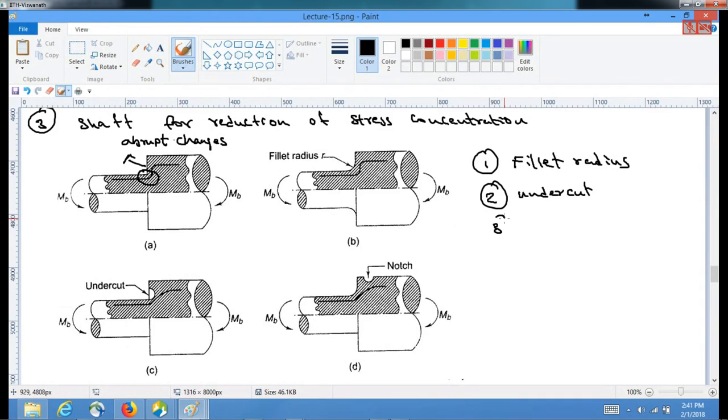or similarly you can also remove the material not only at this undercut, or you can have a notch at the top portion so that it can also deflect the stress lines smoothly. Otherwise you will have such a wake, this material is kind of wasted and you will have high stress concentration at this end. So either by creating a notch, undercut, or fillet radius, one can reduce the kind of stress concentration in these shafts when you have abrupt changes in the cross section.